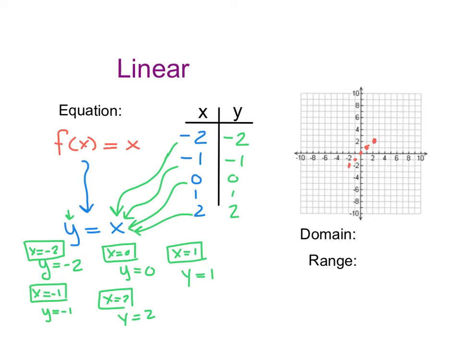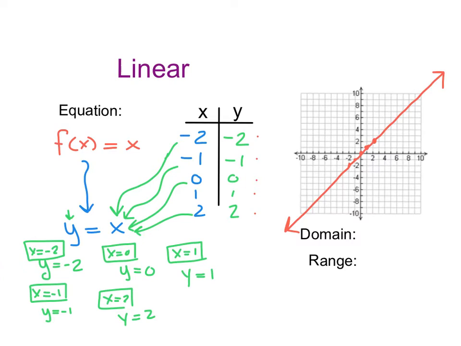So we can see that this is forming a diagonal line, and if we connect those dots and draw the points all the way through, fully extend that line, we can see that we have a diagonal line where every single pair has x and y matching. So when x is a number, y is that same number. So that's our linear parent function.